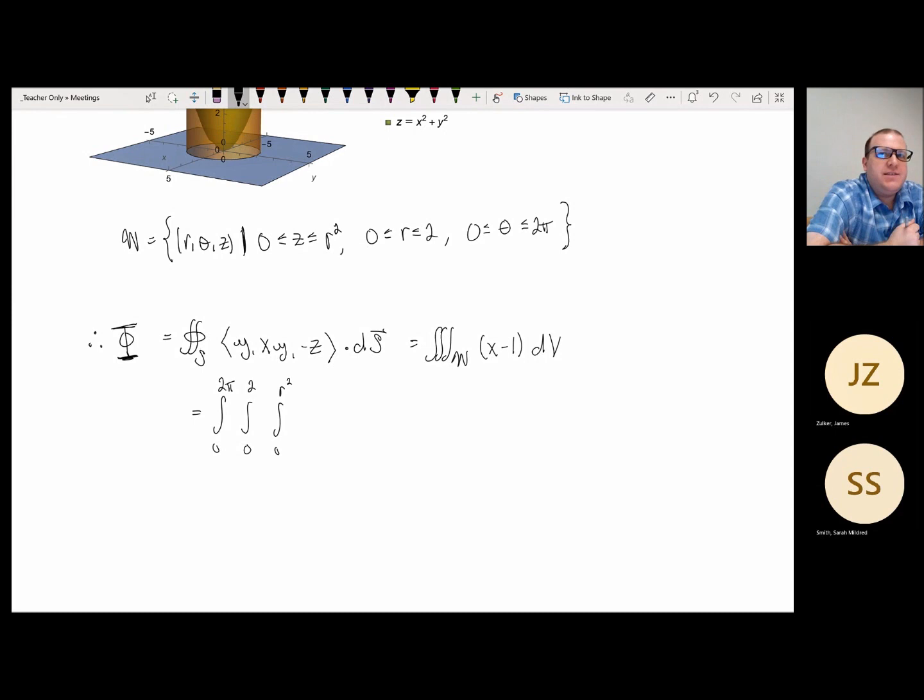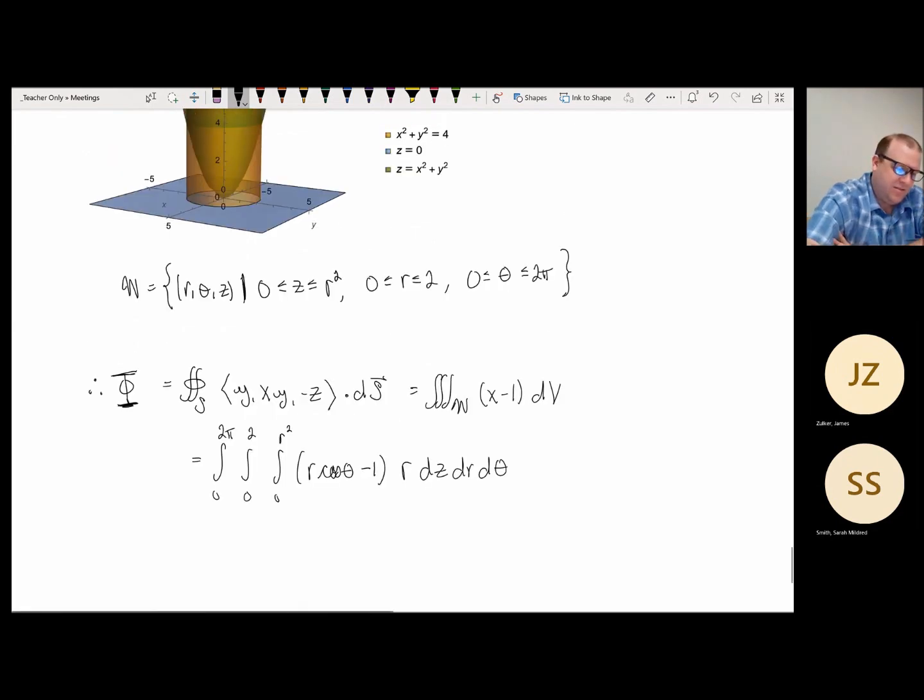X minus 1 in cylindrical is r cosine theta minus 1. Then dV is r dz dr d theta. And here is a case, yes. So why did we put the r there when we were converting dV, but we didn't earlier when it was dA?